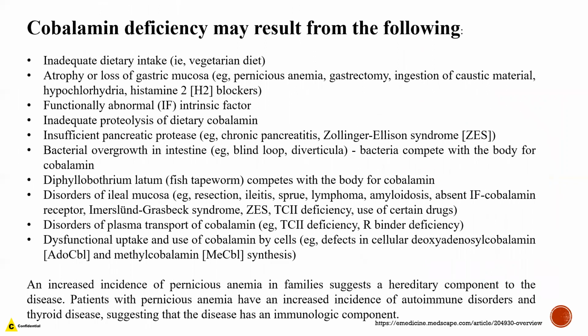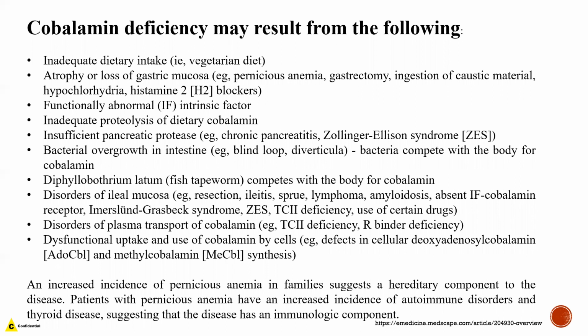Cobalamin deficiency may result from the following: inadequate dietary intake, atrophy or loss of gastric mucosa, functionally abnormal intrinsic factor, inadequate proteolysis of dietary cobalamin, insufficient pancreatic protease, bacterial overgrowth in the intestine, and Diphyllobothrium latum, which competes with the body for cobalamin. It's a fish tapeworm. Also disorders of the ileal mucosa, disorders of plasma transport of cobalamin, and dysfunctional uptake and use of cobalamin by cells.